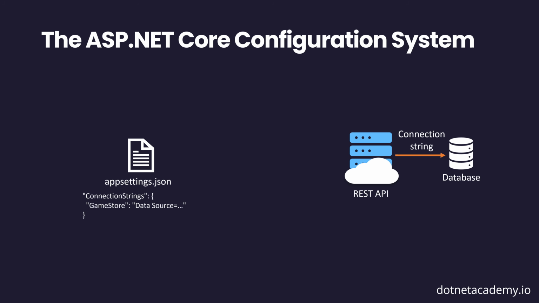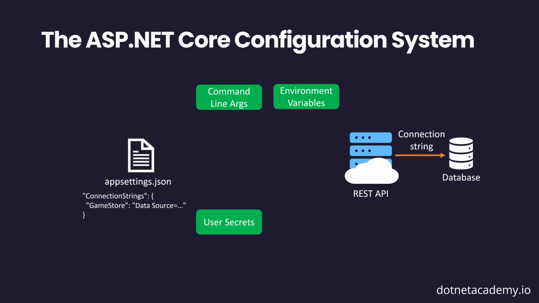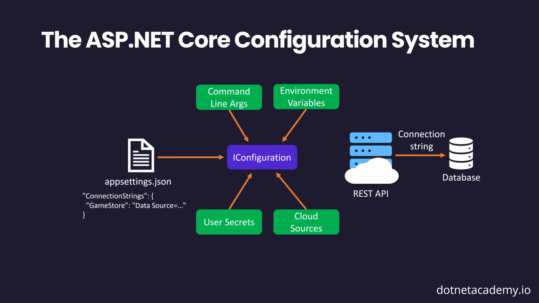Now, the appsettings.json file is what is known as a configuration source. And just like that one, there are several other configuration sources supported in .NET applications, like command line arguments, environment variables, user secrets, and even cloud-based configuration sources like Azure Key Vault. And the great thing about this is that the ASP.NET Core runtime takes care of combining information from all available configuration sources into a single configuration object that implements the IConfiguration interface. This configuration object is easily accessible to your REST API in such a way that it doesn't really need to know where the configuration data actually comes from.